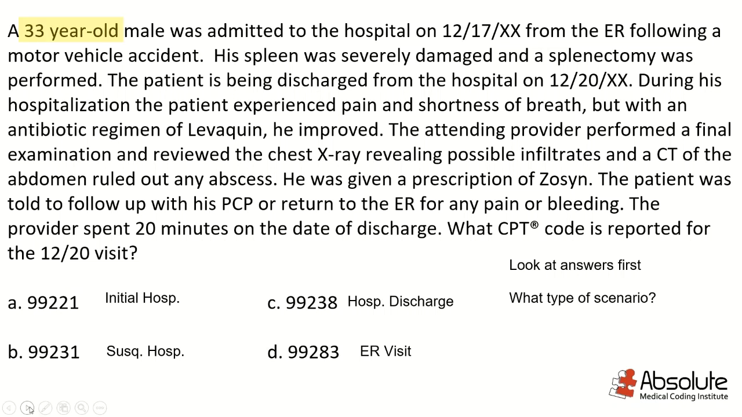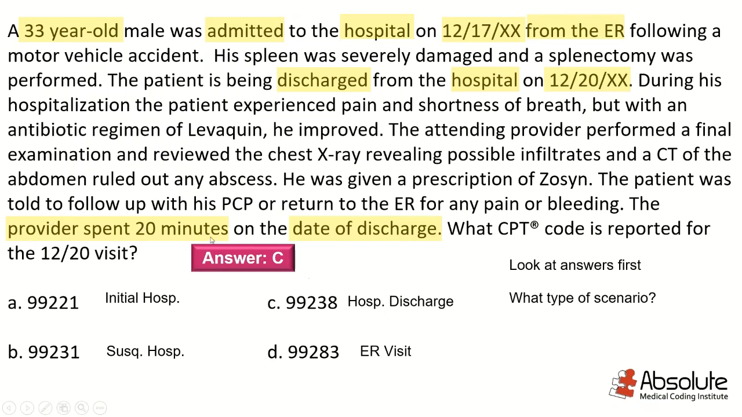We have a 33-year-old, and pay attention to my keywords. I don't need very many. So we have a 33-year-old, admitted, that's always a big, huge keyword. Hospital, so we have a patient we know is admitted to the hospital, and here are some dates. We have to pay attention to these dates. 12/17 from the ER. He's discharged from the hospital on 12/20, and the provider spends 20 minutes with the patient on the date of discharge. And it's asking us, very important here, to code for that 12/20 visit, okay?